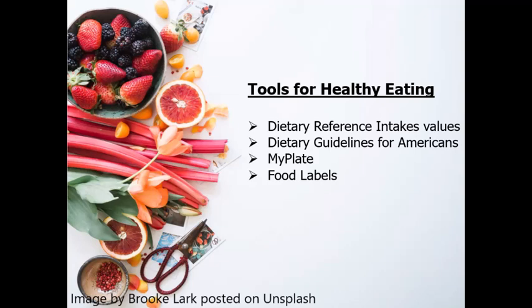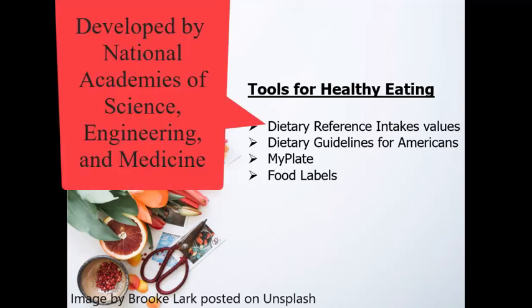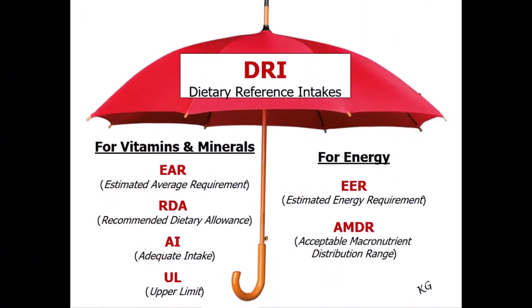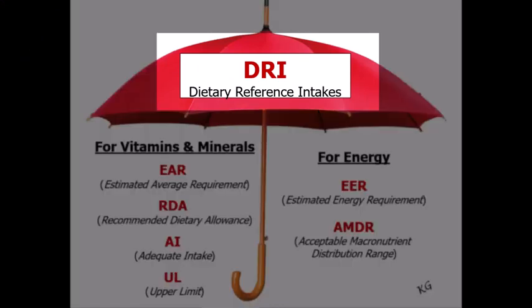Ever since the 1940s, the U.S. has provided recommended intakes of nutrients based on gender and age. Since the mid-1990s, the U.S. and Canadian governments have collaborated on developing these recommendations. They fund an independent National Academies of Science, Engineering, and Medicine to oversee the process. The current system of recommendations is called the Dietary Reference Intakes, or DRIs.